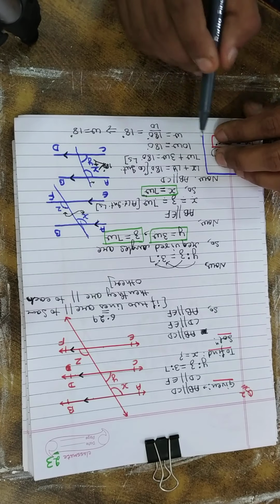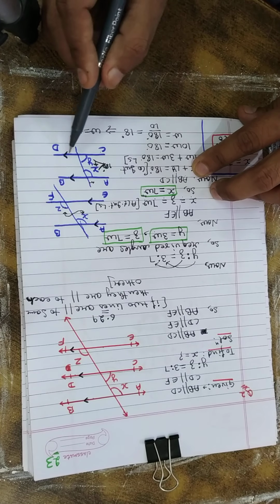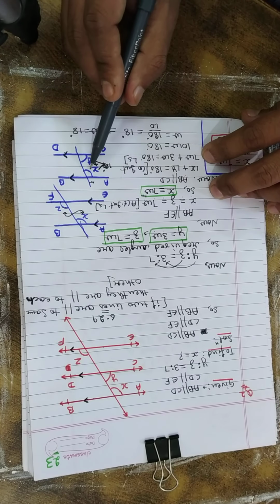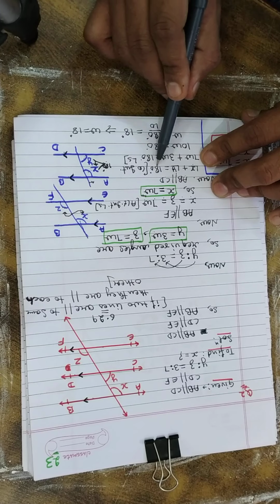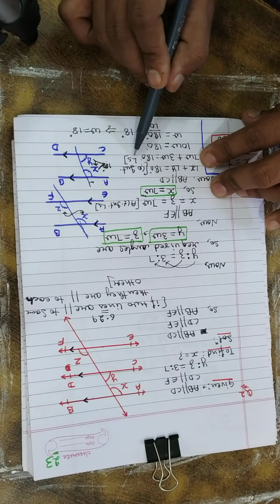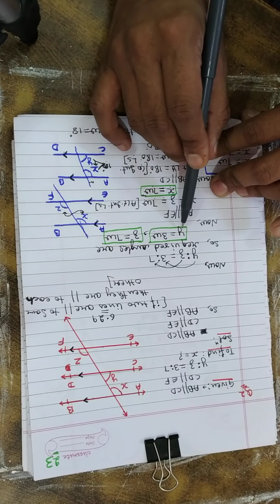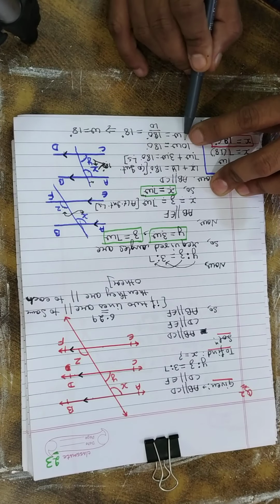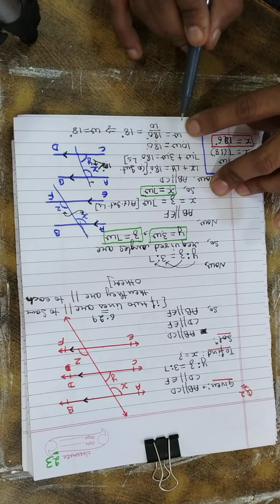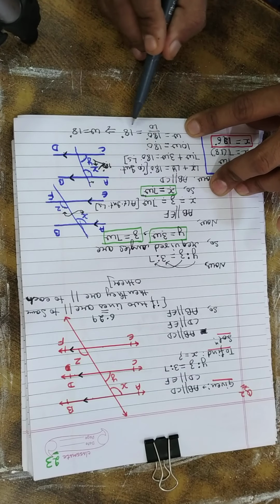Reason is co-interior angles. So I can write like that, as AB is parallel to CD, therefore angle x plus y, sum of the two interior angles, is equal to 180 degree. Reason is co-interior angles. What is angle x? Angle x is 7w. What is angle y? Angle y is 3w. So 7w and 3w make 10w, which is equal to 180. So 180 divided by 10 is 18 degree.